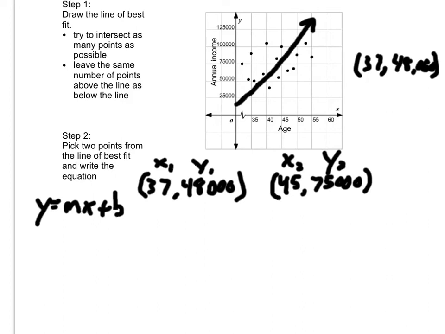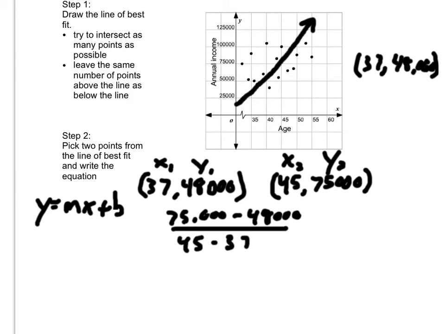Now look at these numbers. It might get kind of messy. That's okay, we can handle big numbers. So we're going to do y2, 75,000, minus y1, 48,000, over x2, 45, minus 37. Well, 75,000 minus 48,000 is 27,000, and 45 minus 37 is 8.